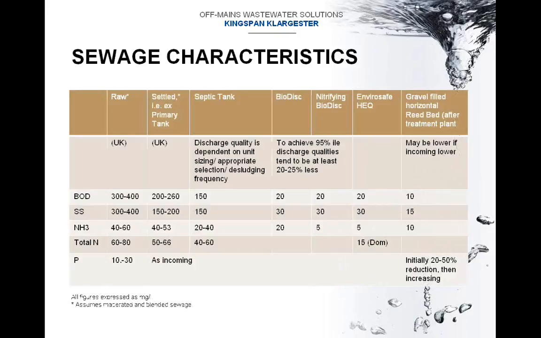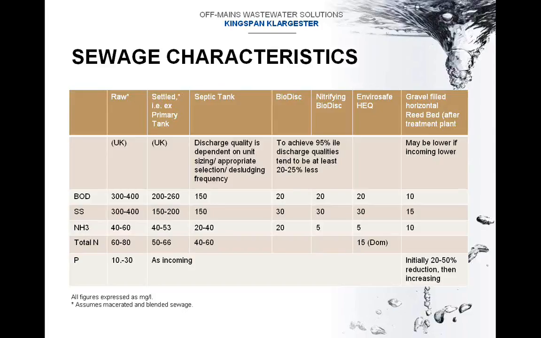Sewage characteristics. As you can see on the screen, this is split into raw sewage, settled sewage, septic tank sewage, biodisc treated effluent, and nitrifying biodisc and EnviroSafe HEQ. The BOD figures in raw sewage are 300 to 400 milligrams per litre. The BOD in settled sewage, i.e. primary settlement tank, is about 200 to 260 milligrams per litre. In a septic tank, this can reduce down to 150 milligrams per litre.